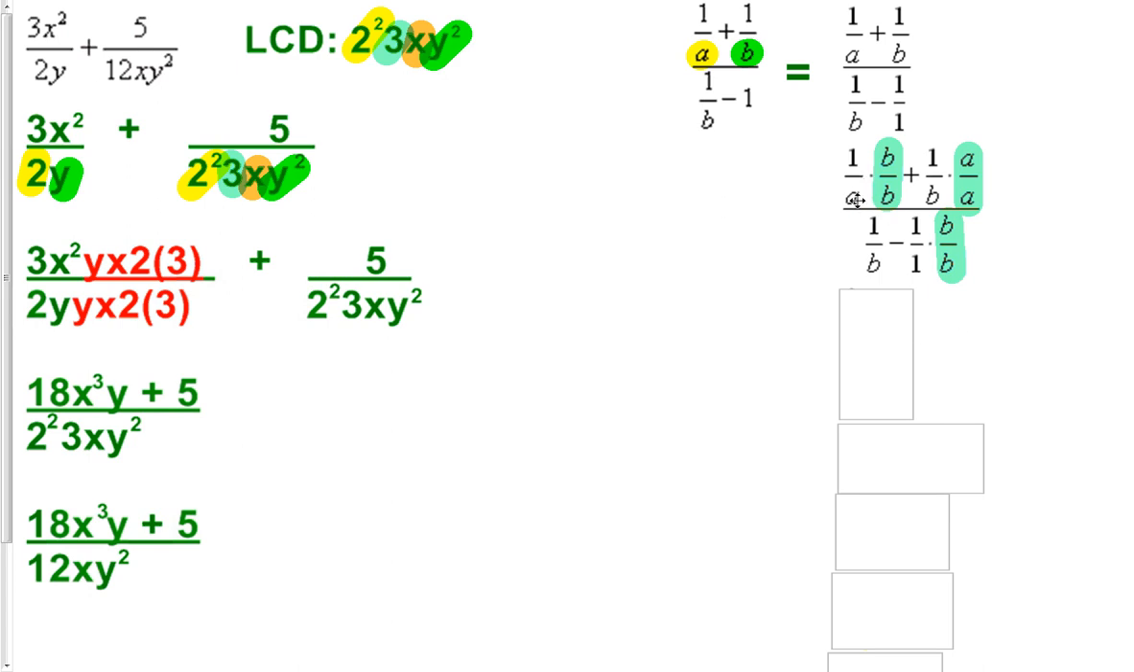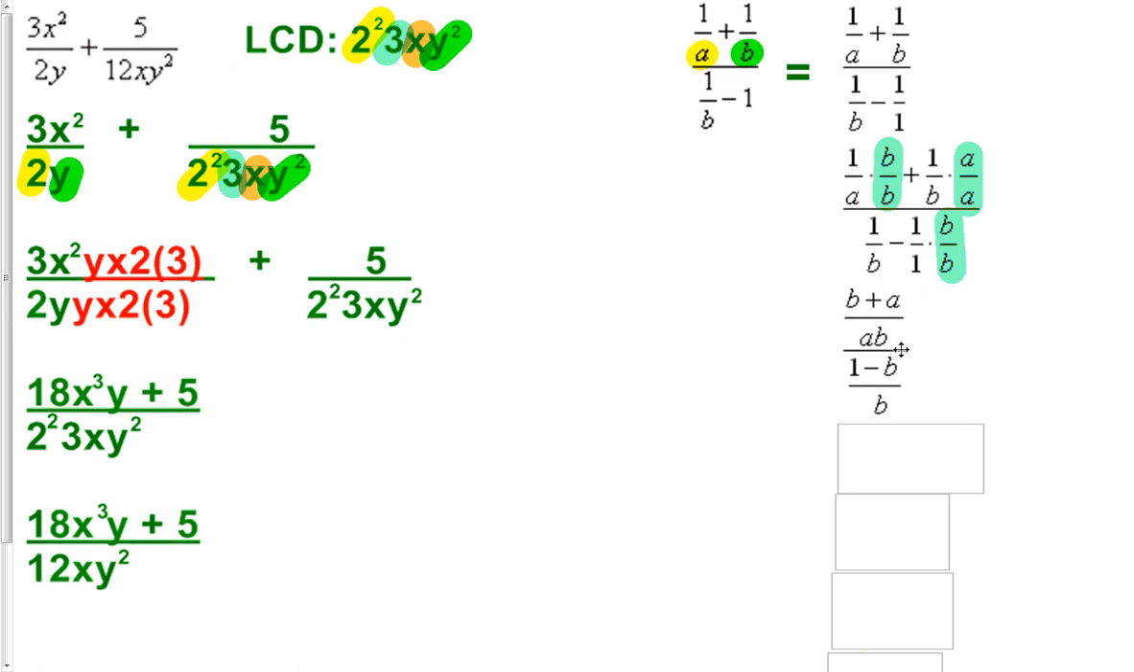So on top, we have a common denominator of AB. On the left side, we have 1 times B is B, and plus 1 times A is going to be A. So B plus A over that common denominator of AB. Down below, we have a common denominator of B, because B and B times 1 are the same. And we have 1 minus 1 times B. So 1 minus B all over B. Once you get it this far, now it's a division problem that you can handle.